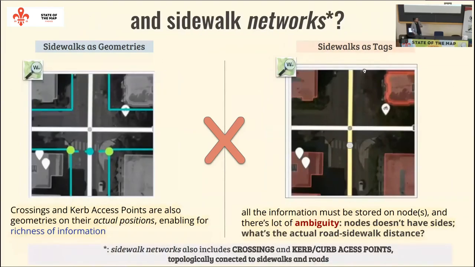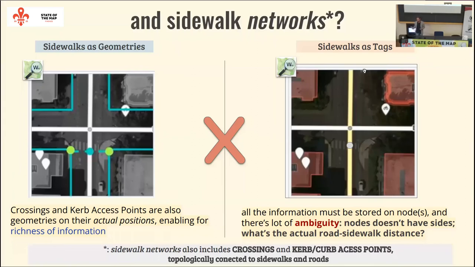And there's also the other question of how to represent sidewalk networks, because solely the geometries of sidewalks are not enough to create routable roads for mobility and routing as a whole. So when representing sidewalks as geometries, the crossings also need to be represented as geometries, as well as the curb access points. And this enables richness and detail of information.